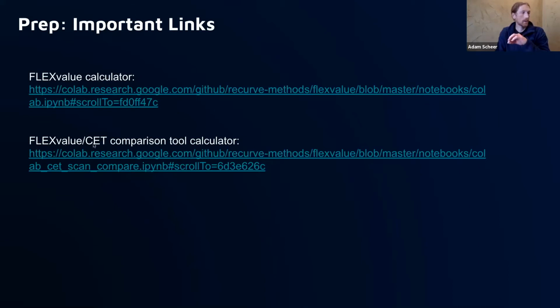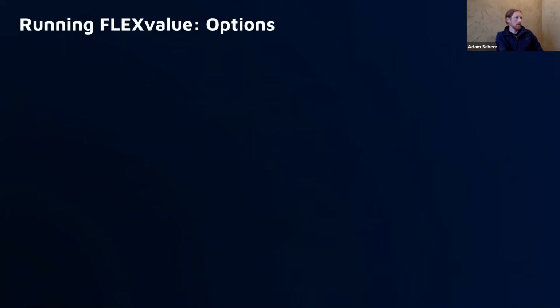So for those who are not familiar, the CET, generally we're referring to the California cost effectiveness tool. And we've built a notebook that allows you to simultaneously prepare FLEXvalue inputs and CET inputs, and then parse the outputs after you've done so, and then get a comparison between the results from those scans. There's really a couple options for running FLEXvalue.